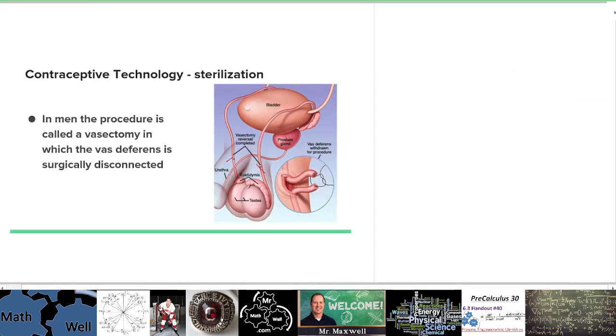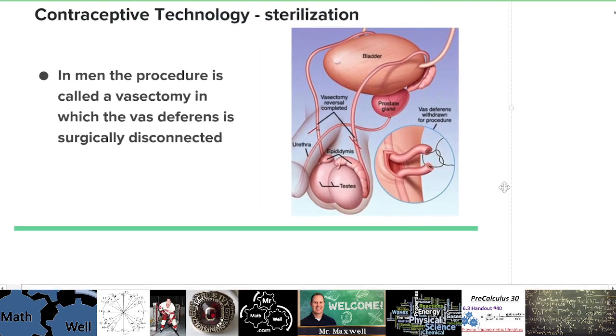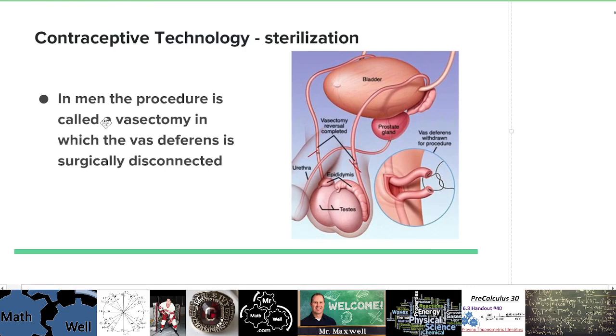All right, contraceptive technology, sterilization for the male side. The procedure for men is called a vasectomy, in which the vas deferens is surgically disconnected. Again, this is a bit of a different view of the reproductive system. Here are the testes. It looked like there was only one in all those other diagrams, but this is a cross-sectional view. There are two testicles. The vas deferens here comes from the epididymis to the seminal vesicle, and to the gland here, and then to the urethra.